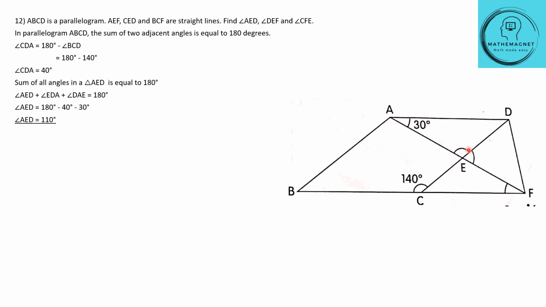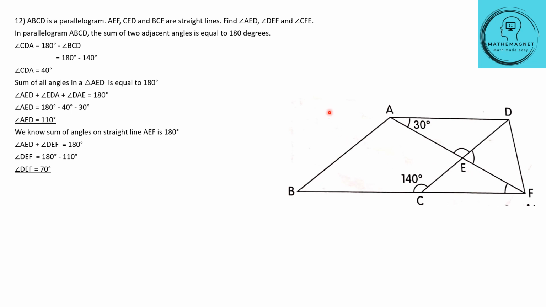Now you know what angle AED is. We need to find angle DEF. To do that, let us consider the straight line AEF. In the straight line AEF, the sum of both these angles will be equal to 180 degrees. So angle AED plus angle DEF will be equal to 180 degrees, and DEF will be 180 minus 110. We know AED is 110, which we already found. So 180 minus 110 is 70. So angle DEF will be equal to 70 degrees.